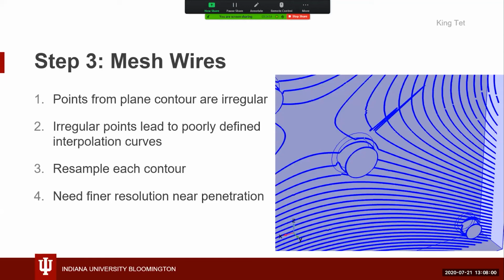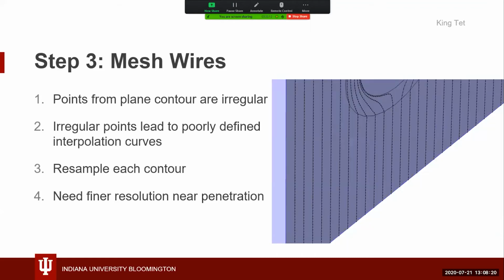Additionally, you have some irregular points that when you feed into the faster interpolation curves, you get these poorly defined, jagged regions, bad steps. And so the nicest prescription is to resample the contour. And so I have written code that resamples each contour to a prescribed interval.